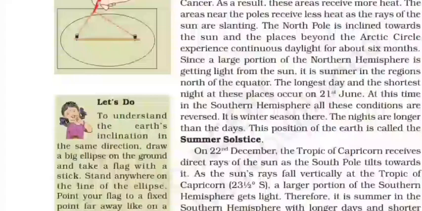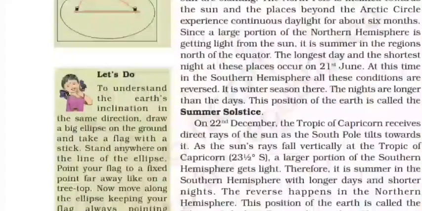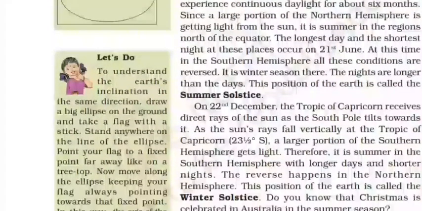The areas near the poles receive less heat as the rays of the sun are slanted. So obviously that is the main reason. The North Pole is inclined towards the sun, and the places beyond the Arctic experience continuous daylight for about 6 months. So that is the main thing which happens during this phase.